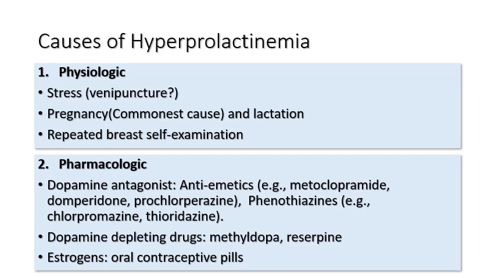These drugs, as a result of their antagonist effect on dopamine, cause loss of the inhibitory effect of dopamine on the anterior pituitary gland, so there will be hyperprolactinemia. The same thing applies to the dopamine-depleting drugs like methyldopa or reserpine. Estrogen, in the form of oral contraceptive pills, by itself stimulates the anterior pituitary gland to release more prolactin.